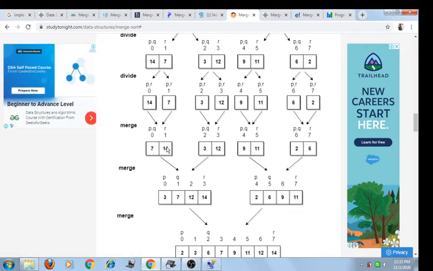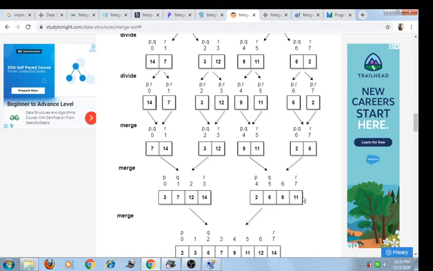Now the next one is 3 and 12. Here the list 7 and 14 and the list 3 and 12 are also merged, and it gives the result 3, 7, 12 and 14. Now this is sorted again. 9 and 11 are already sorted, and here 6 and 2 are sorted: 2 goes to the first position and 6 into the second.